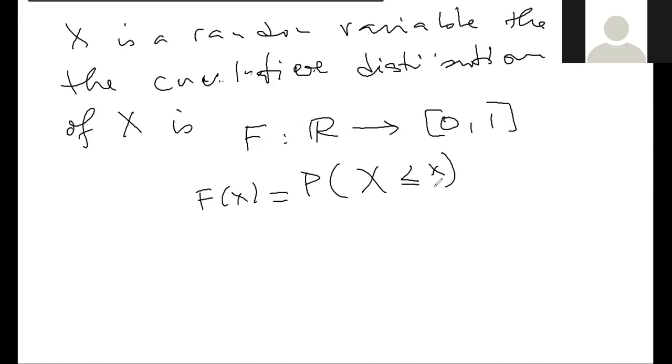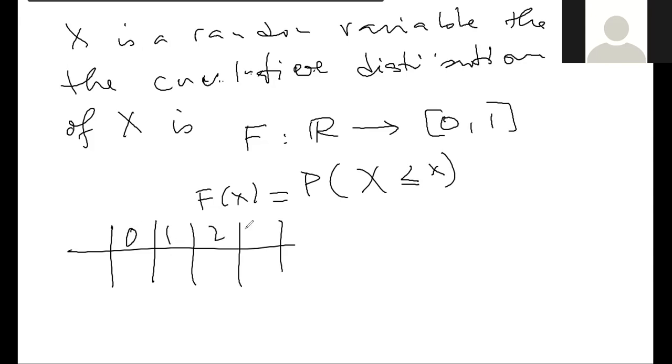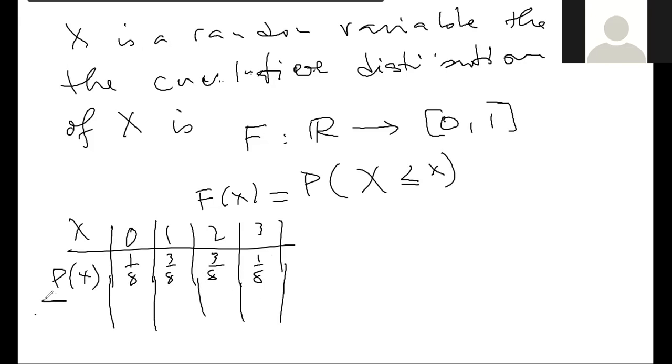We did this last time with the distribution 0, 1, 2, 3. A coin is tossed, count the number of heads, and P of x is 1 over 8, 3 over 8, 3 over 8, 1 over 8. Then the cumulative distribution F of x here will be 1 over 8, 4 over 8, 7 over 8, 8 over 8.